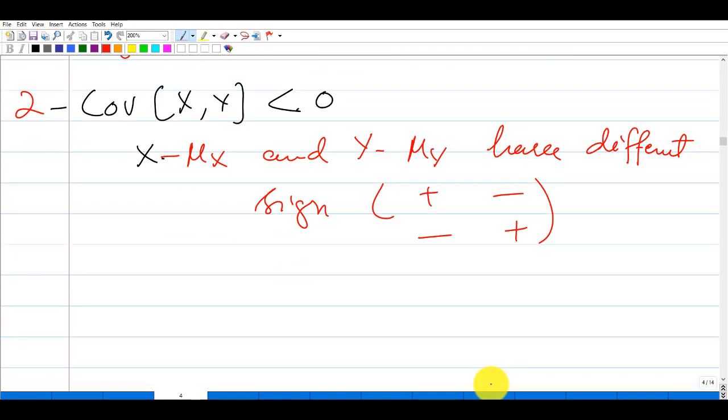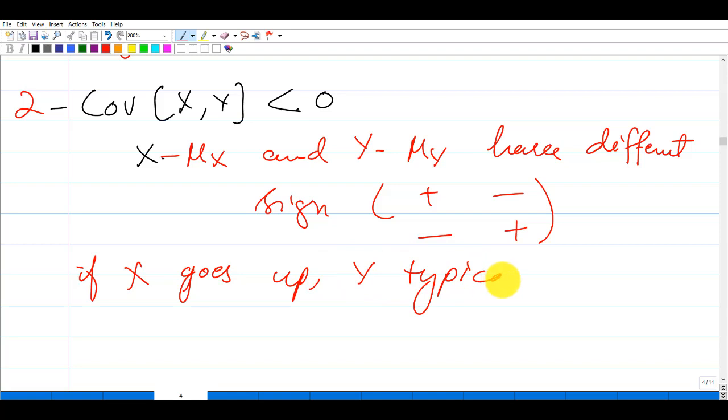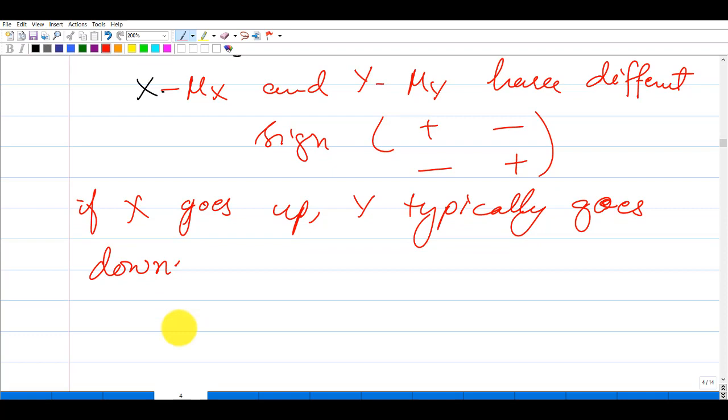So in that case we can infer from here that if x goes up, y typically goes down, meaning they behave in opposite directions.